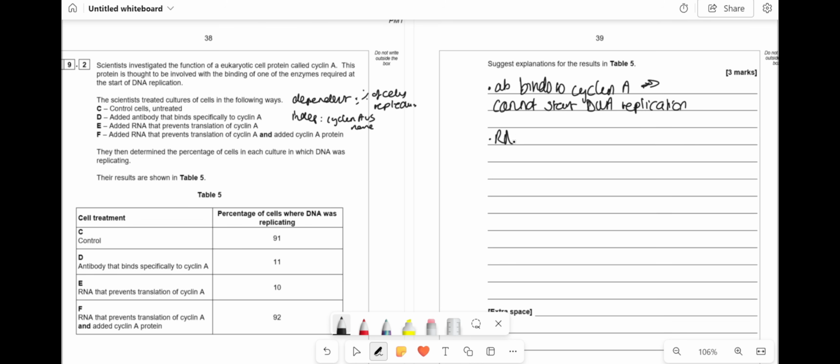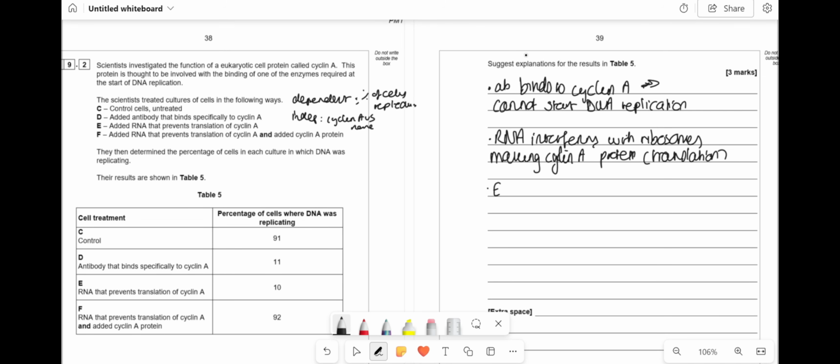Now, the other one is RNA. Well, it prevents the translation of it. So it clearly must be that it's stopping translation. It must be interfering with ribosomes making cyclin A protein, because mRNA comes out the nucleus and goes to ribosomes. So it's the only explanation, really. So that's explaining why they go down.